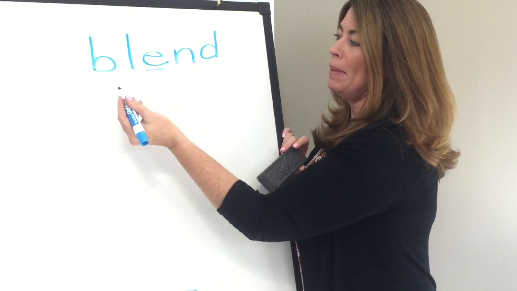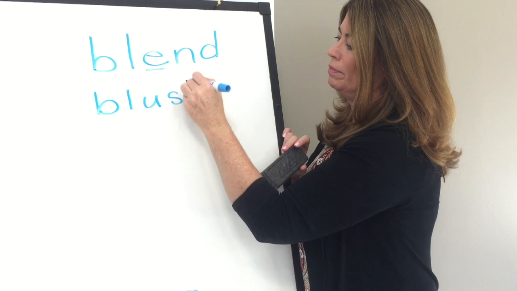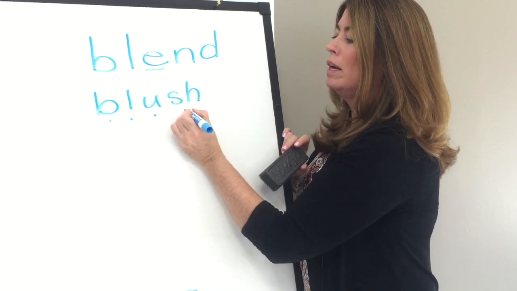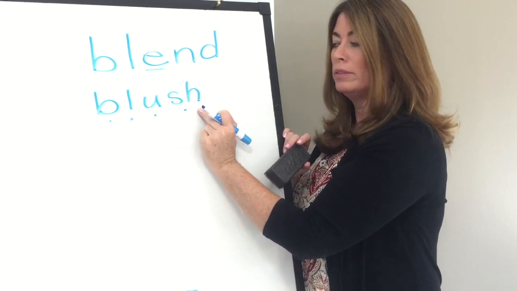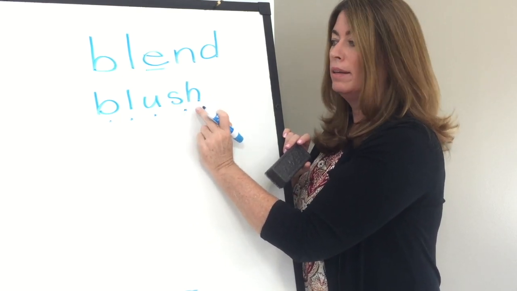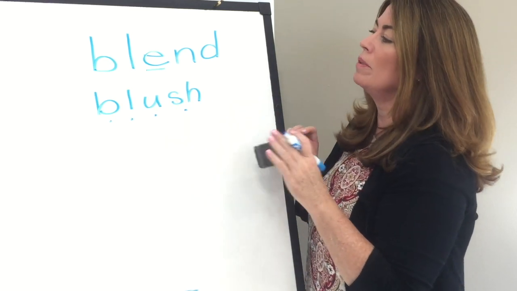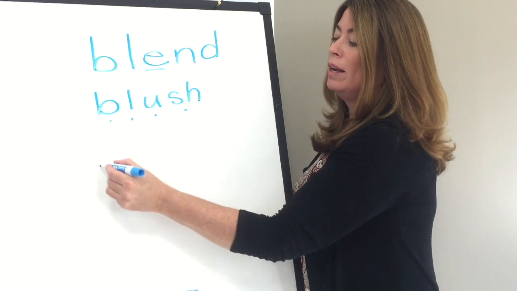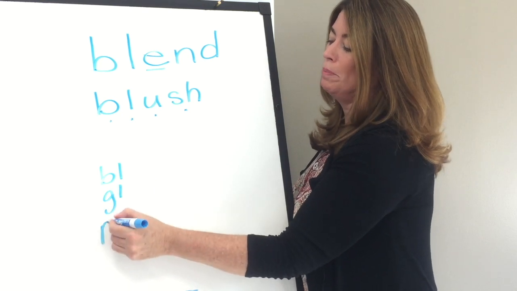Now, if I made this blush, okay, I have b, l, sh. This is not a consonant blend because it's not s and h. So this together is called a digraph, and it's commonly confused with blends because when I was young, I was taught that this was bull, this was gull, and this was pull.